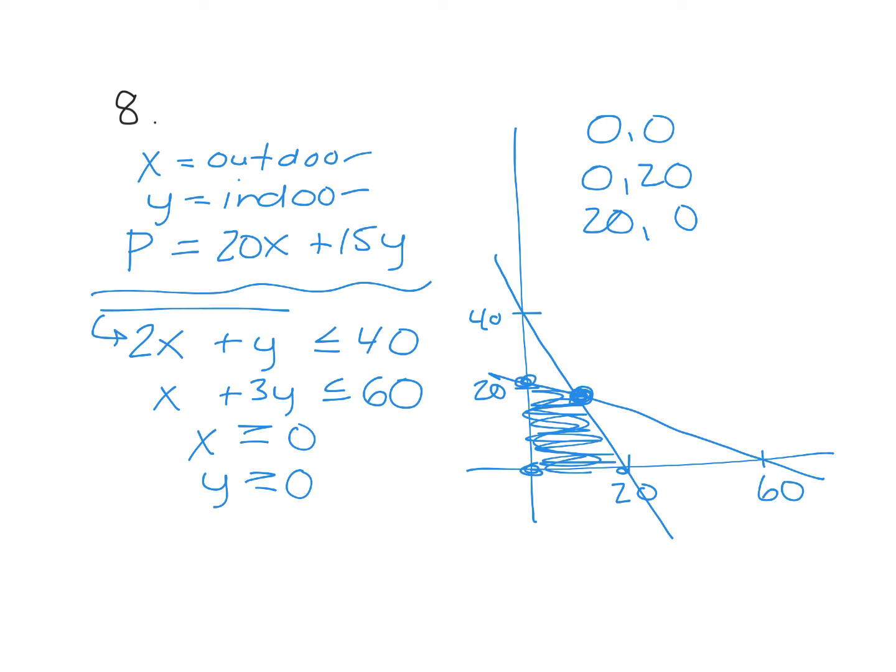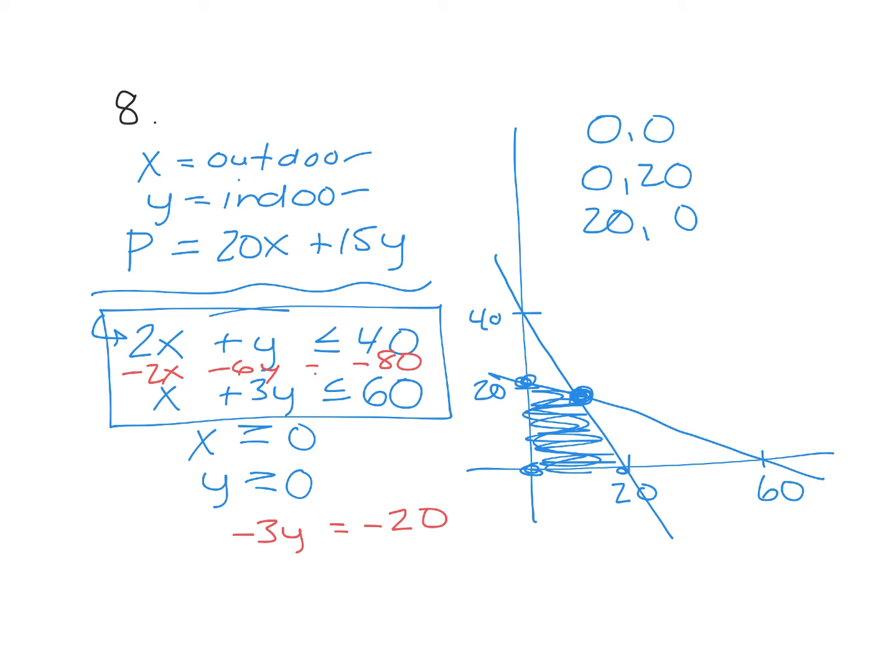So I would need to solve this system. And if I multiply that second equation by a -2, so multiplying this middle equation by a -2, and then adding these, I get a -3y is equal to a -20. Oh, sorry. Got an issue here. This should have been a -120.